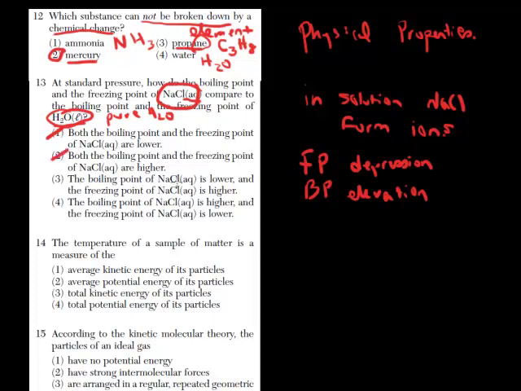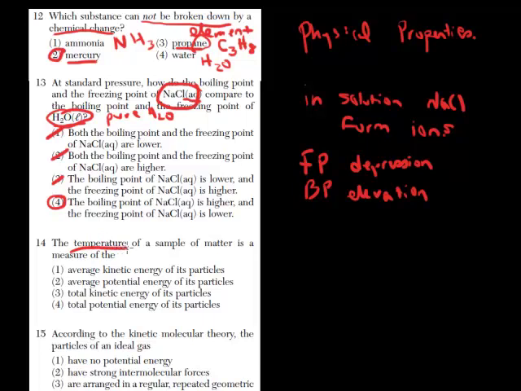The boiling point is lower and the freezing point is higher. No, it's the opposite of that. Hopefully number 4 has what we're looking for. The boiling point is higher and the freezing point is lower. Absolutely. Answer number 4. Question 14 offers us a chance to speed up a little bit.